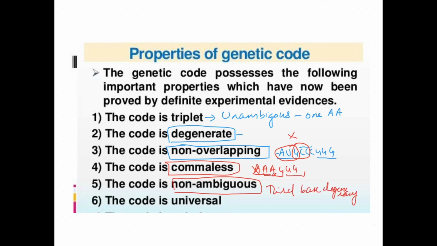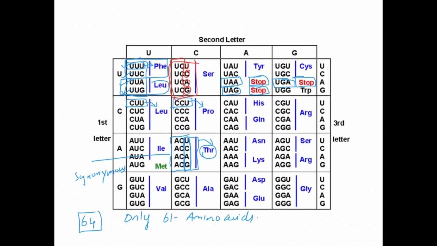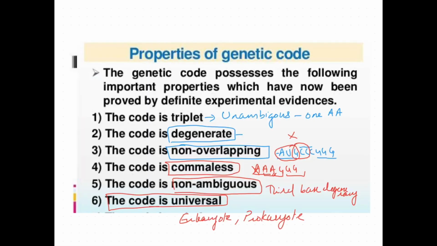And the last one is the code is universal. Universal means for all prokaryotes, eukaryotes, for all organisms, right from virus to a eukaryote, this genetic code remains the same. This particular pattern of genetic code remains. This is universal for all. So these are the 6 major properties of genetic code. Thank you.